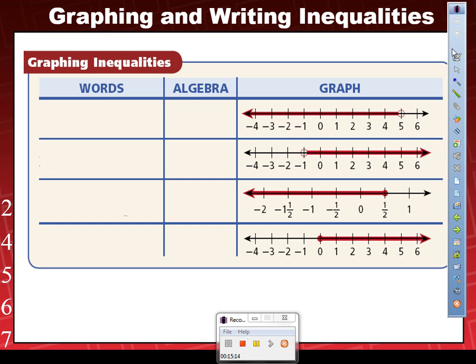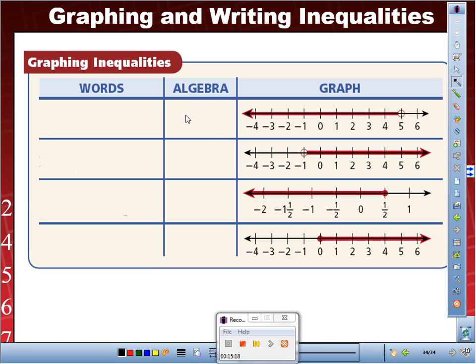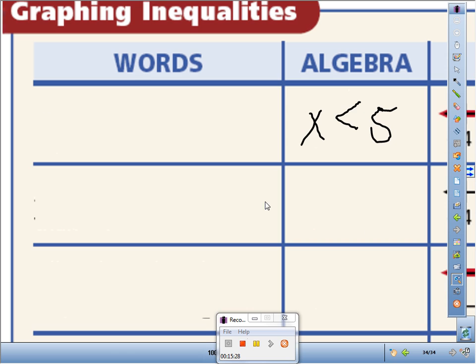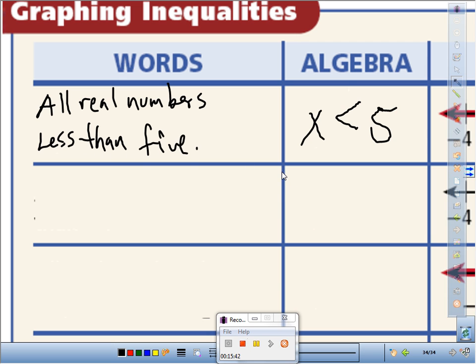Let me go back to the original. Let's copy it here. X, dividing point is 5, and it's pointing that way. This is what it means in words. Let me zoom in. It means all real numbers less than 5.